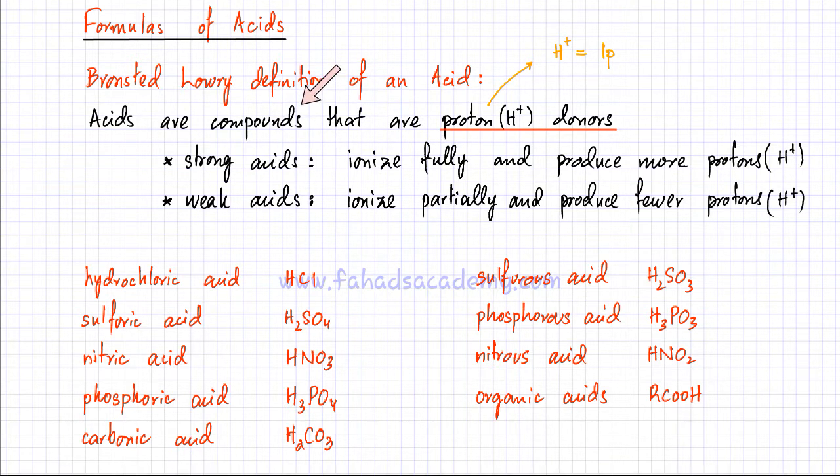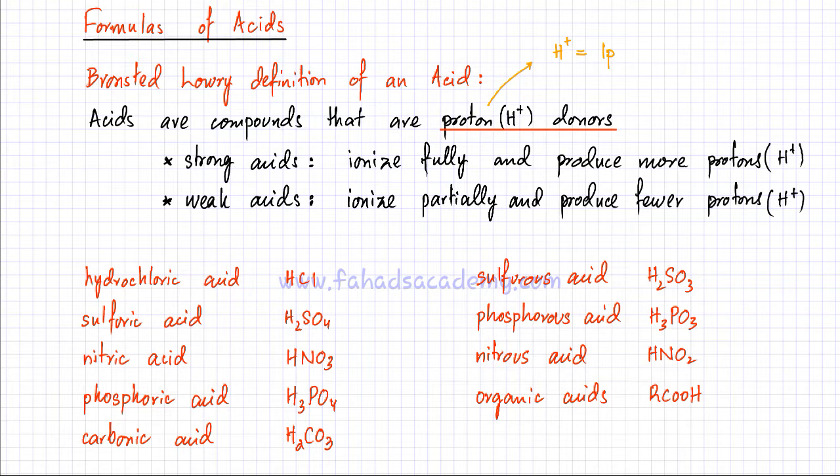So acids are compounds. They're substances. They could be any type of substance. There are thousands of different compounds that can be classified as acids, as long as they produce H+1 ions. They give off H+1 ions. So acids are proton donors, or they produce H+1 ions. Similarly, strong acids ionize fully and produce more H+1 ions compared to weak acids, which ionize partially and produce fewer H+1 ions.